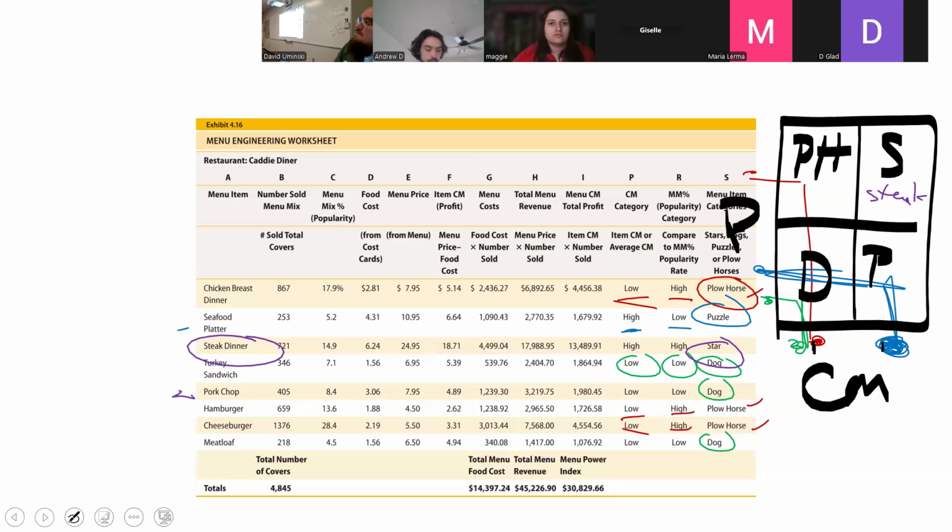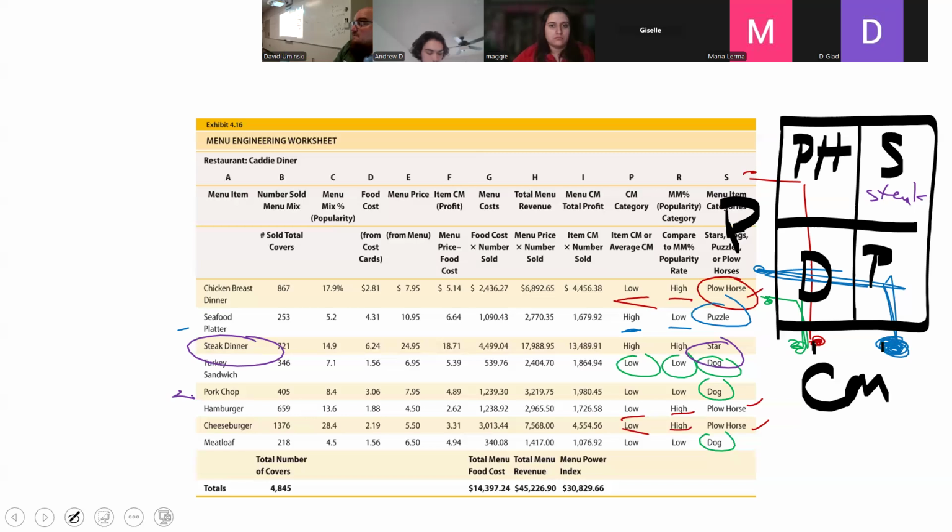Could some items in that category be stuff like kids menu items? Yes, necessities, absolutely. We're definitely going to see that when we do our group activity on Thursday. Some of the kid items are going to be in the dog category. We don't get rid of them because they're for kids. That's probably one of the reasons why it's not ordered that often. It's not popular.